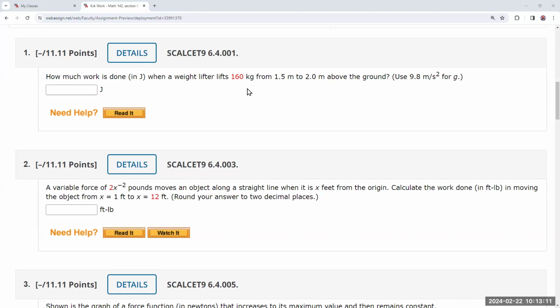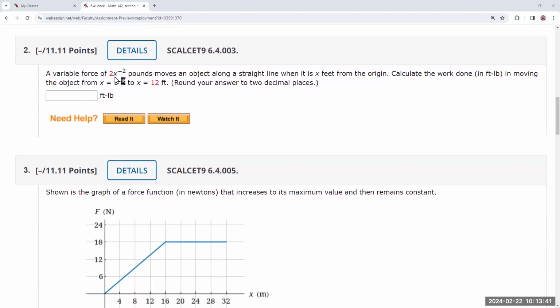Well, take the 160 kilograms. You're going to have to convert that into newtons so that we can get a force of gravity. Once we get a force of gravity, we multiply by the 0.5 meters, the amount of the lift, and then the force times the distance will be the work. So this is just a basic force times distance computation, albeit with the initial weight given in mass. 160 kilograms, you have to convert that to a weight to start.